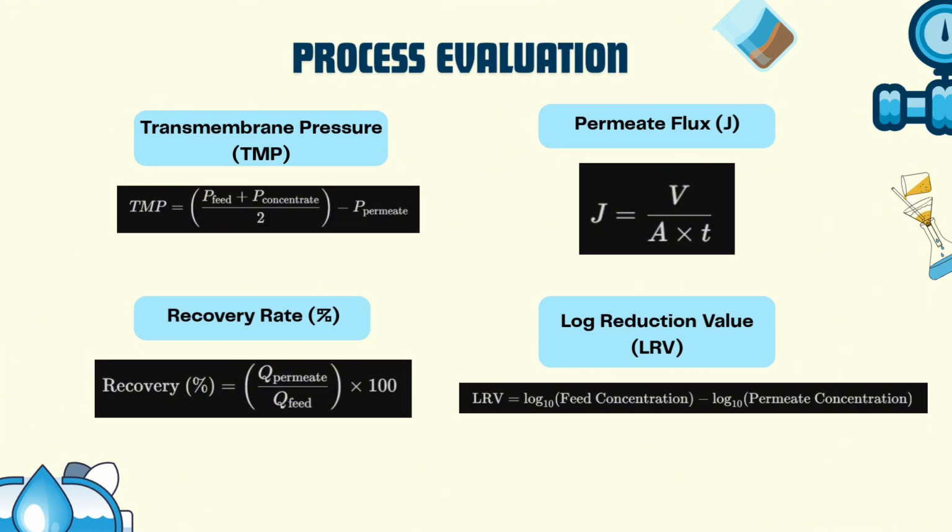The third is recovery rate, which is the efficiency yield. We want to see 90% to 95% of feed water turning into clean permeate, not going to waste. And lastly, the LRV, or log reduction value. Log reduction value quantifies the pathogen removal. The standard target of LRV is 4, which means 99.99% of bacteria and viruses are physically blocked. So those are the indicators that we can use to evaluate the ultrafiltration process in water treatment.